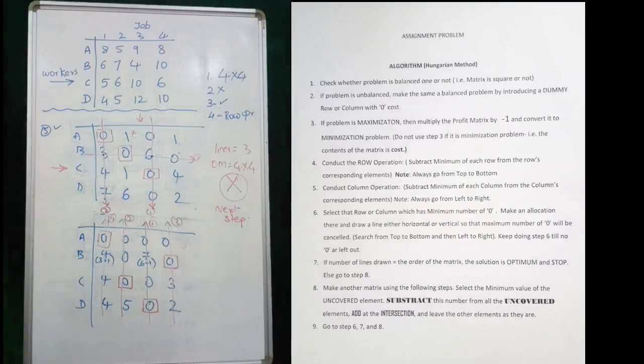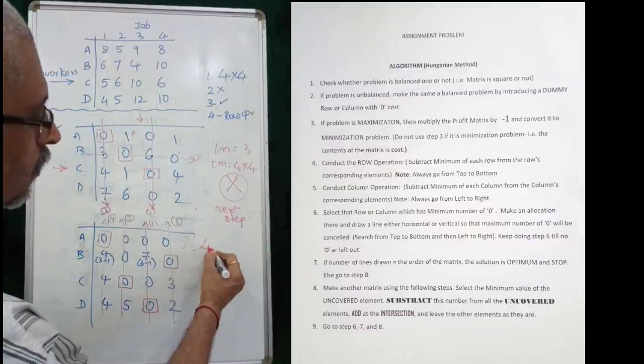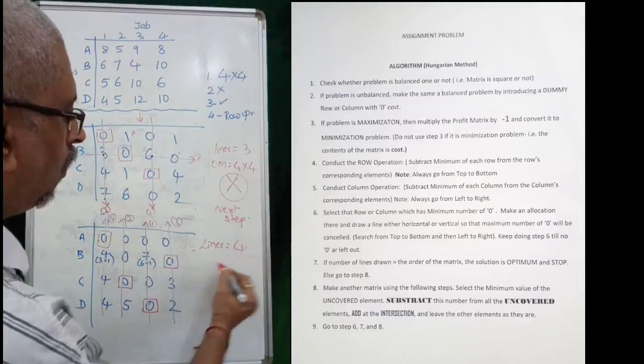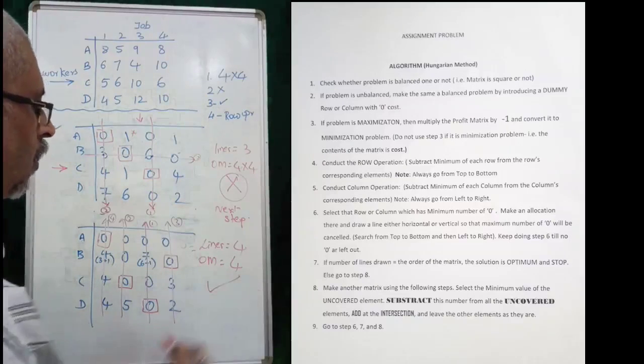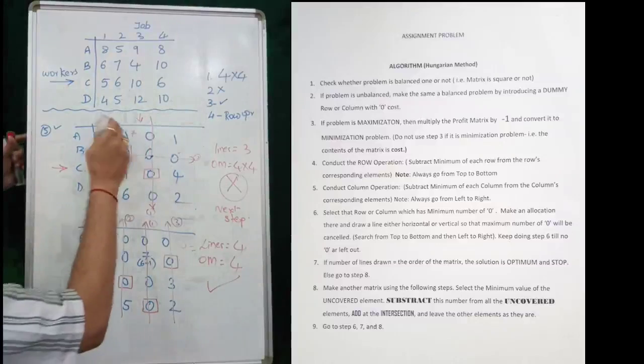Do I have any other zeros remaining? I don't have any other zeros remaining. So let us see how many lines I have drawn. Lines drawn is equal to 4. Order of matrix is equal to 4. Therefore the solution is optimum. And what is the optimum solution? How do I allocate?